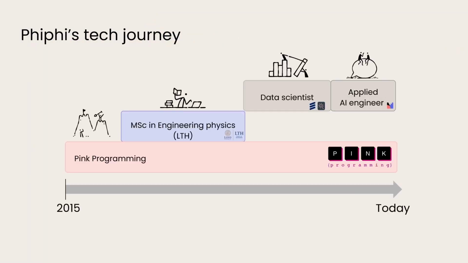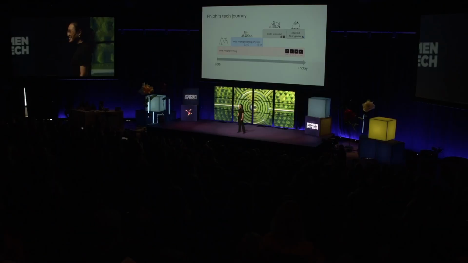But first, let me tell you how I got started in tech. My journey began back in 2015 when I joined Ping Programming, which today is Sweden's biggest community for programmers that are women and non-binary. And since then, I've studied engineering physics in Lund, worked as a data scientist, and today I'm an applied AI engineer at Menty. What an awesome audience we have today.